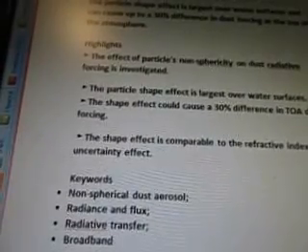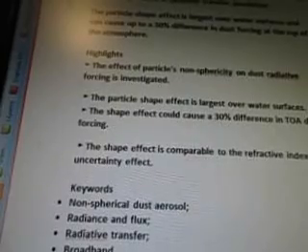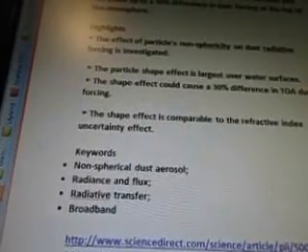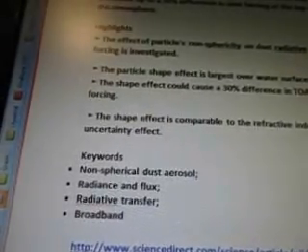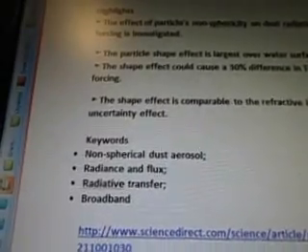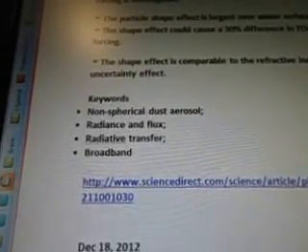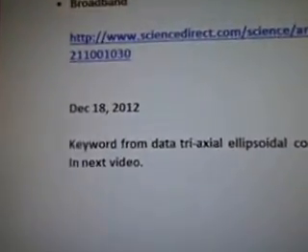To highlight, the effect of particles' non-sphericity on dust radiative forcing is investigated. The particle shape effect is largest over water surfaces. The shape effect could cause a 30% difference in TOA dust forcing. The shape effect is comparable to the refractive index uncertainty effect. So the keywords are non-spherical dust aerosol, radiance and flux, radiative transfer, and broadband. And that's from ScienceDirect.com.